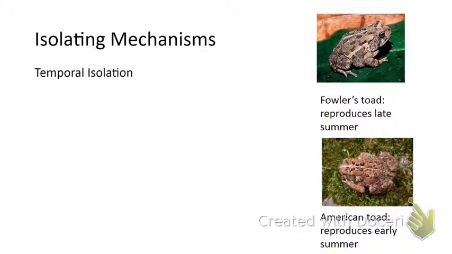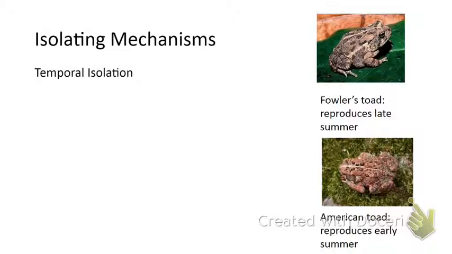The last one is temporal. Temporal means time. And so this is an isolation due to time. So you have isolation due to behavior, isolation due to geography, and then isolation due to time. And so these are two toads. And what happens is one is only able to reproduce in late summer, and the other reproduces in early summer. So they never are able to reproduce with each other at the same time. So they become different species.